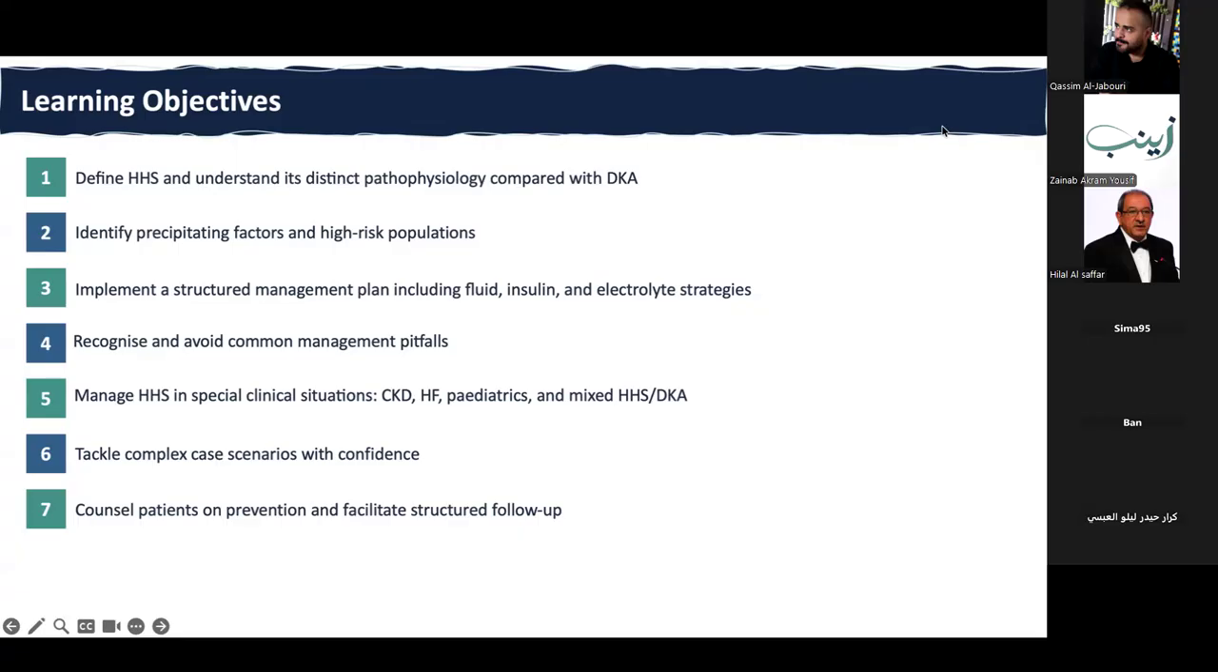And then we will touch base on HHS in special situations like heart failure, chronic kidney disease, pediatrics, and those with mixed HHS and DKA. And at the end, we are going to have case-based discussions. I have 4 cases for you, but if you feel tired at any point and you want me to end the talk, please don't hesitate to ask. And during the presentation, if anyone wants to unmute and ask a question, by all means, go ahead and do that.